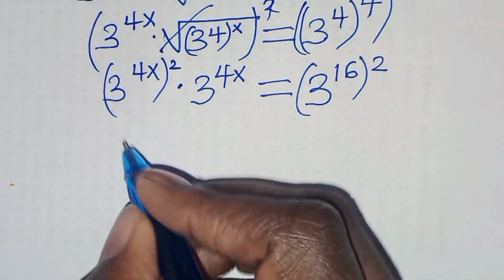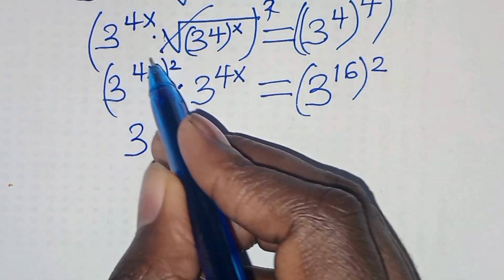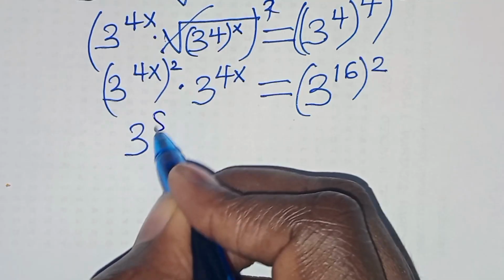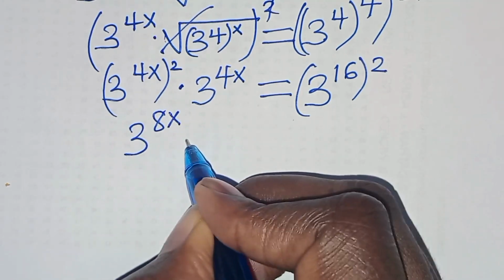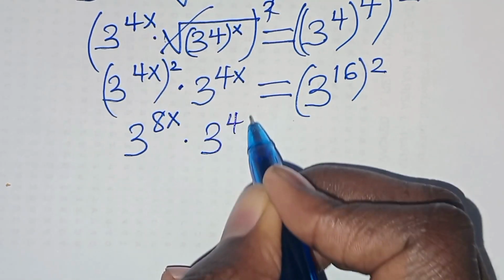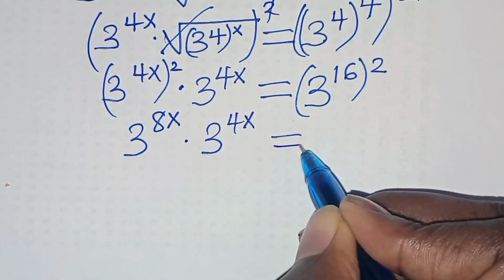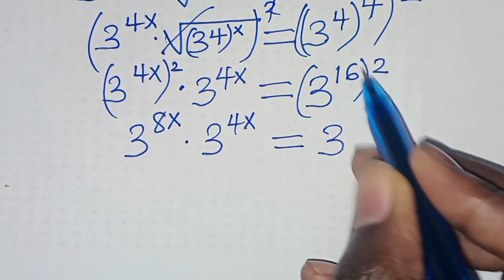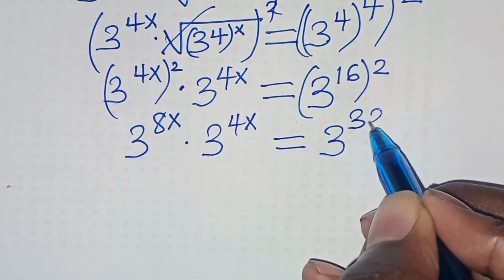So from here, this is 3 raised to the power 4x times 2 here. We have 8x, then times 3 raised to the power 4x. This is equal to 3 raised to the power 16 times 2, which is equal to 32.